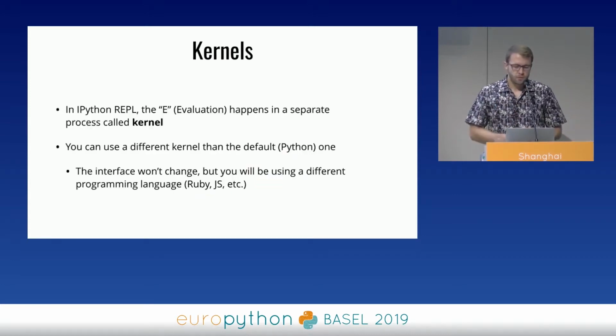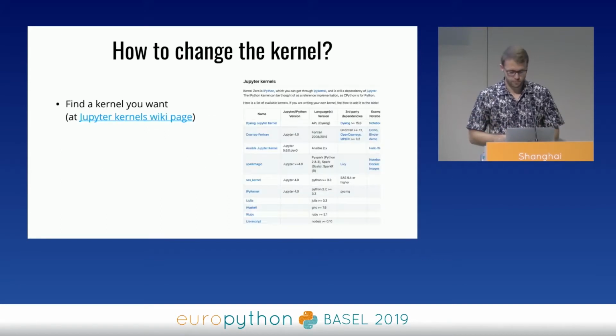So in IPython, the evaluation part of REPL happens in a separate process. It means that the process evaluating your code, called kernel, can be decoupled from the rest of IPython. It has one great advantage. IPython is not limited just to Python programming language. You can easily swap kernels and use a completely different language. The interface won't change, but a different interpreter will be running your code. So if you want to quickly run some Ruby or JavaScript code, that's one way to do this.